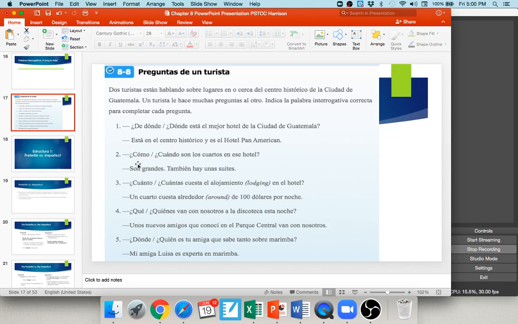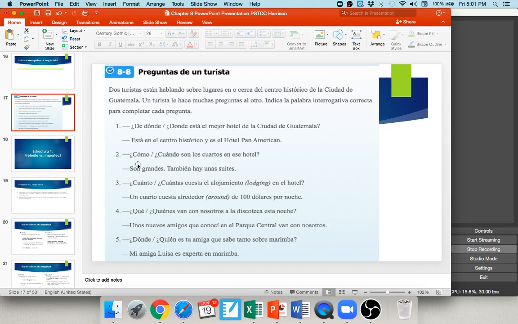¿Cuánto o cuántas cuesta el alojamiento en el hotel? So how much does the lodging cost in the hotel? Well, obviously, we know the answer in this case cannot be cuántas. How do we know that? Because it does not agree in gender and number with cuesta. Remember, cuántas always agrees in gender and number with whatever noun follows it. In this case, we're asking cuánto cuesta. How much does it cost? Cuánto cuesta.